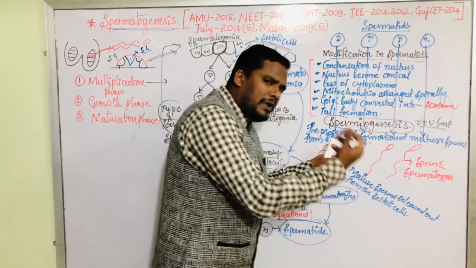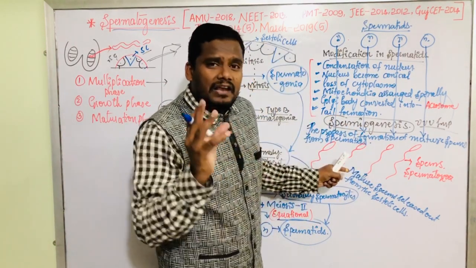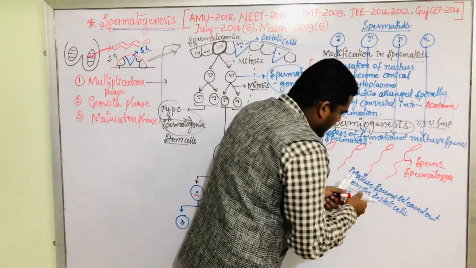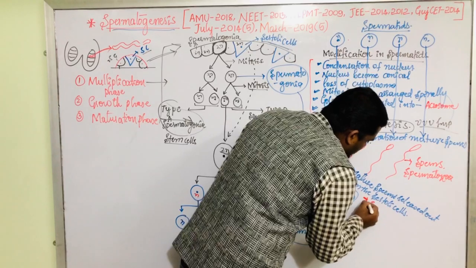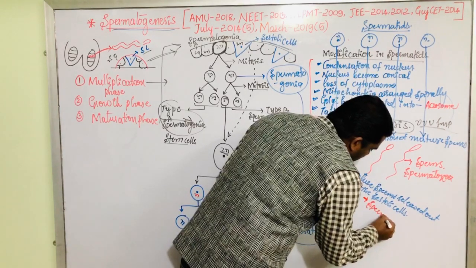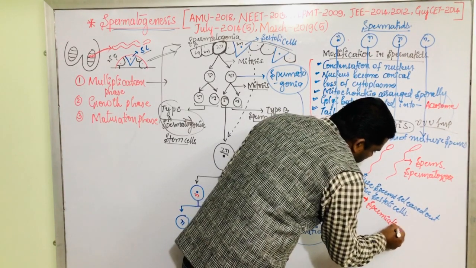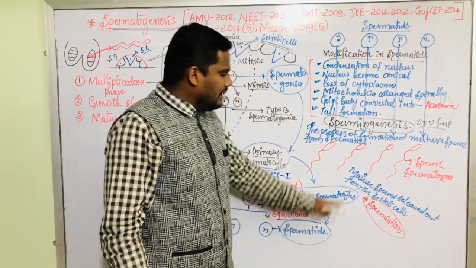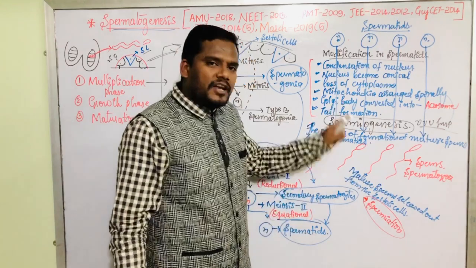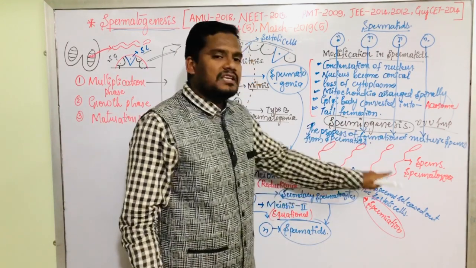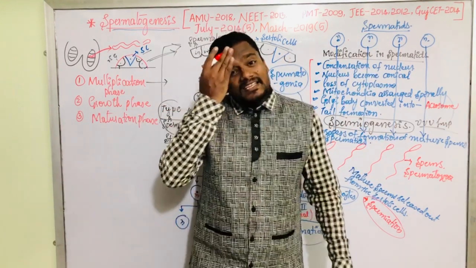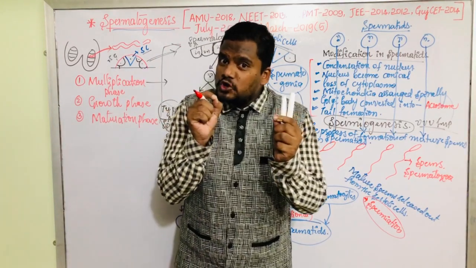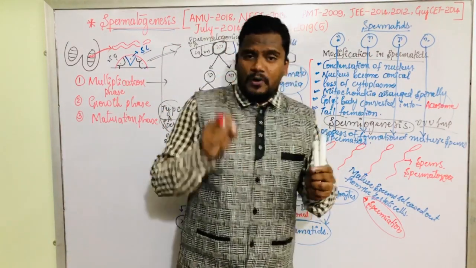After getting the complete nourishment, they get released out from the Sertoli cells. This process is called as spermiation. What is spermiation? Release of mature sperms from the Sertoli cells. But in your NCERT, the statement given is release of mature sperms from the seminiferous tubule.